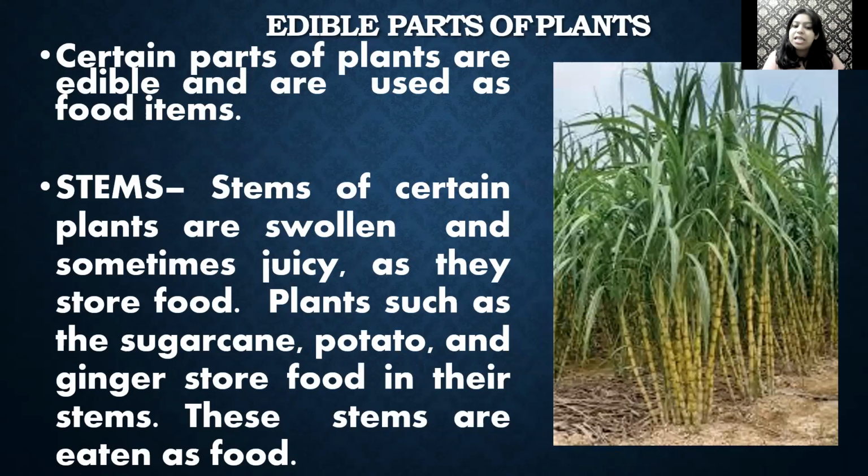So what are they once again? Sugarcane, potato, and ginger. And these stems, what do we do? We eat them, isn't it? We eat sugarcane, potato, and ginger too.